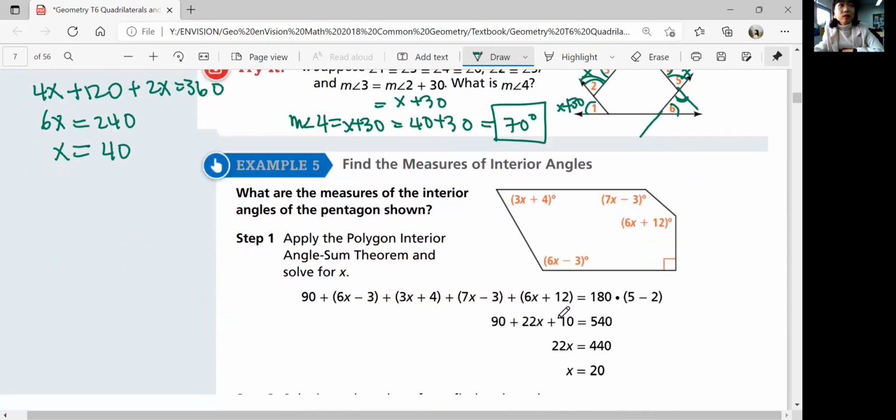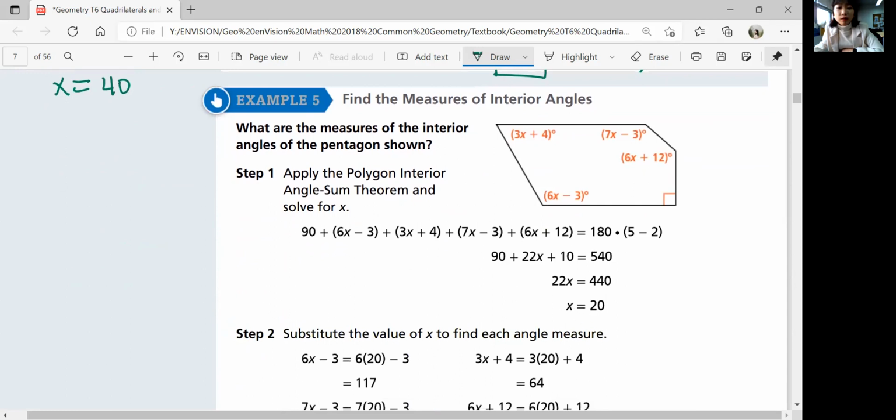All right, let's look at example 5. Find the measures of interior angles. What are the measures of the interior angles of the pentagon shown? So use the polygon interior angle sum theorem. This has 1, 2, 3, 4, 5, so it's a pentagon. It should have n minus 2 triangles, right? So 5 minus 2 is 3. So 3 times 180 would be 540. And if you add them all up, it should be 540. And so this plus this plus this plus this plus 90 is 540.